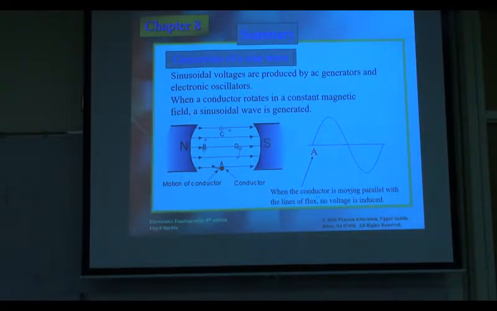When the conductor is moving parallel, that's A. Parallel means at this point, or at this point here, both parallel, right? Then B means we have the maximum voltage, which is this point, and C, parallel again, so that will be 0. And D, the direction of this will be opposite. So one is positive, one is negative. Right? That's how we generate sine wave voltage.